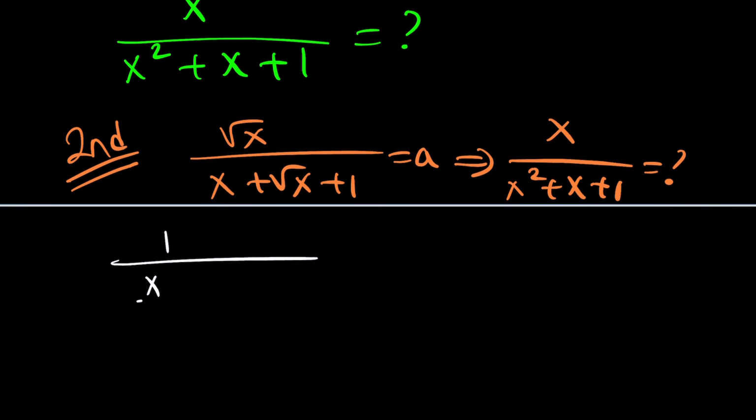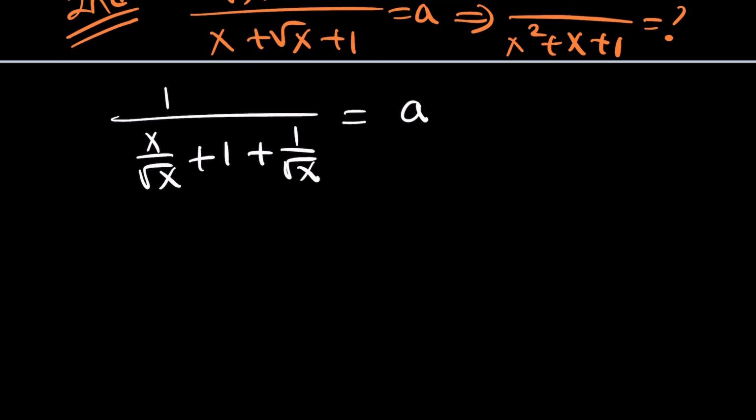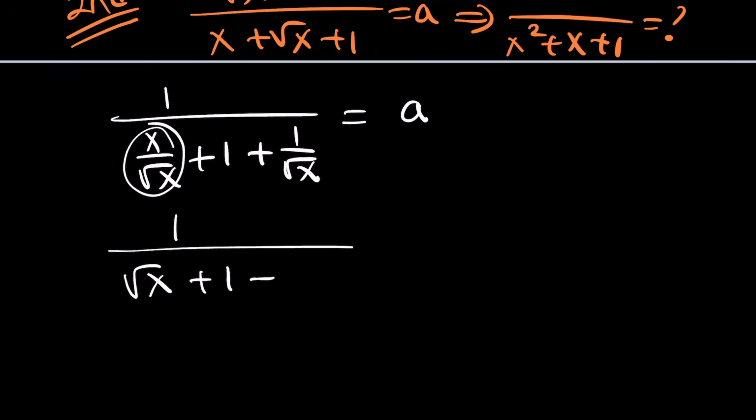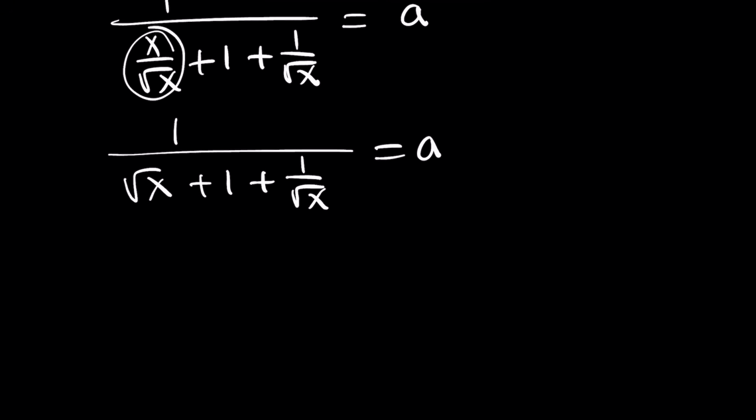You're going to get something like this, and something like this. And that's still equal to a because we only work with the fraction. This is the square root of x. So from here I get 1 over the square root of x plus 1 over the square root of x equals a. Let's switch sides. The square root of x plus 1 over the square root of x is equal to 1 over a.